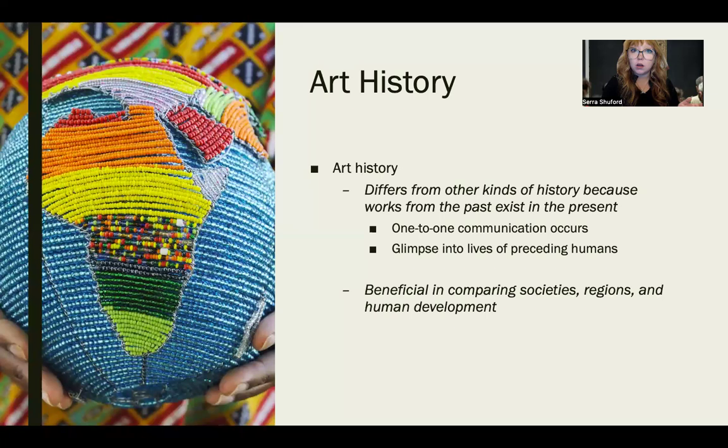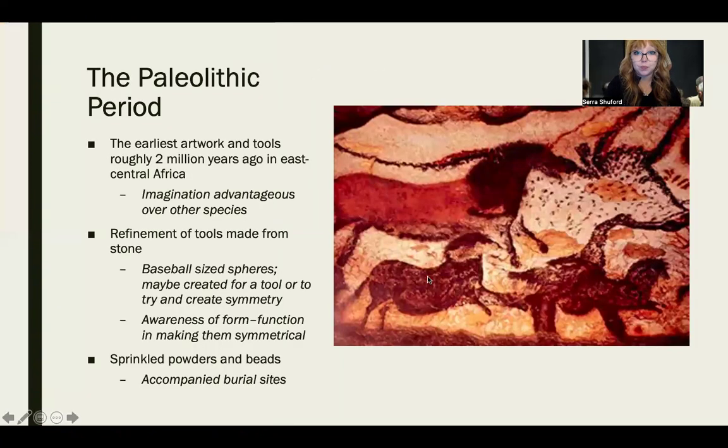Another disclaimer, art history differs from other kinds of history because we have the works from the past existing still in the present. A one-to-one communication is able to occur from all of these thousands of years ago in the present day. And it gives us a glimpse into the lives of preceding humans. It's also very beneficial in comparing societies, regions, and human development as well. So let's look at that and see what that all sort of means.